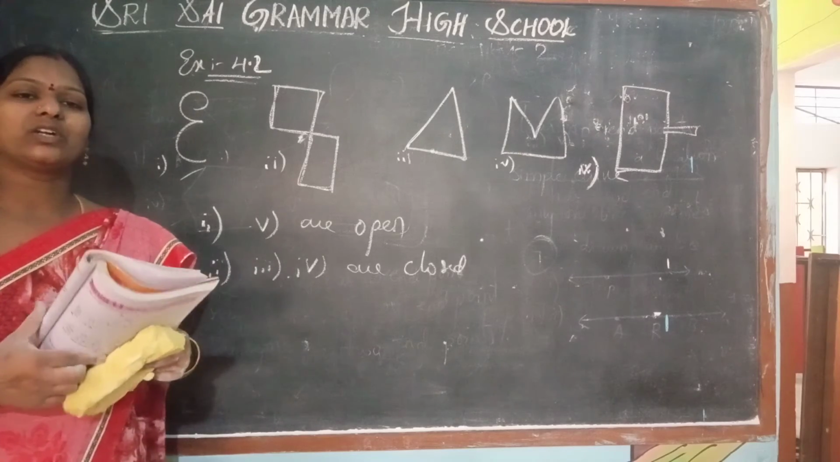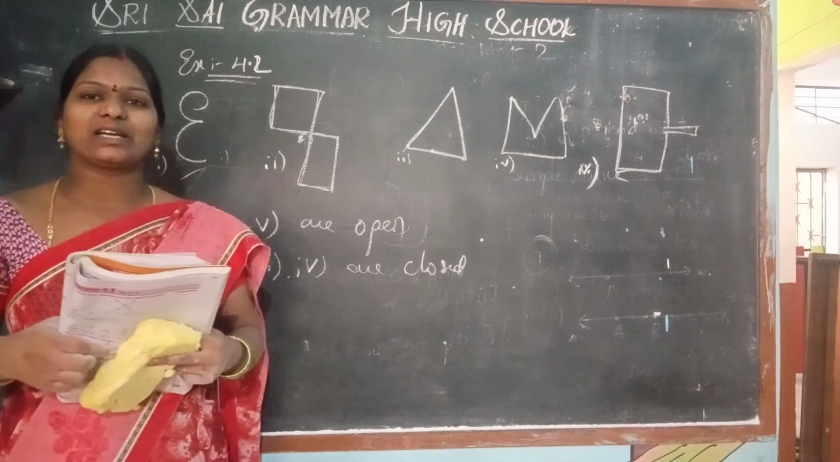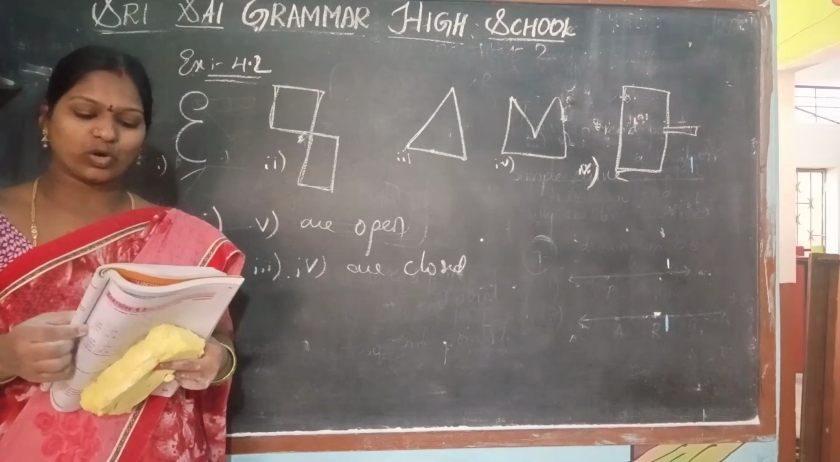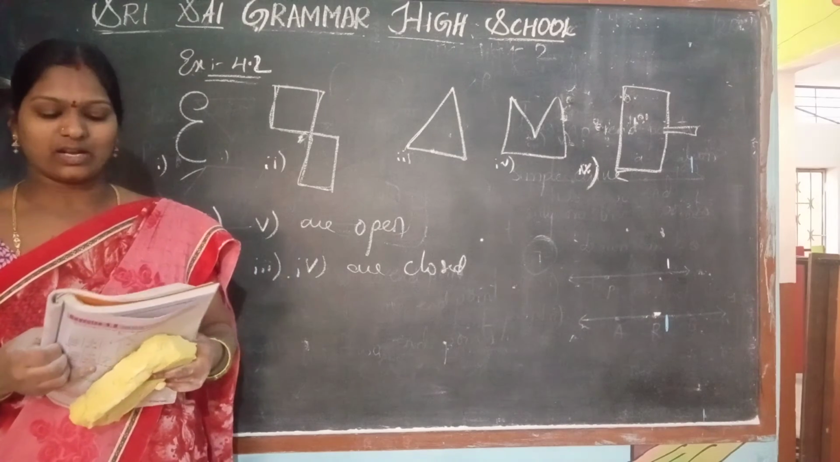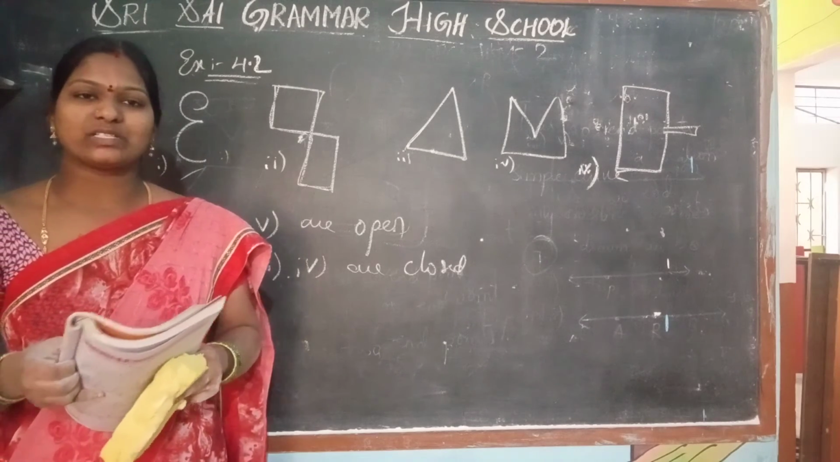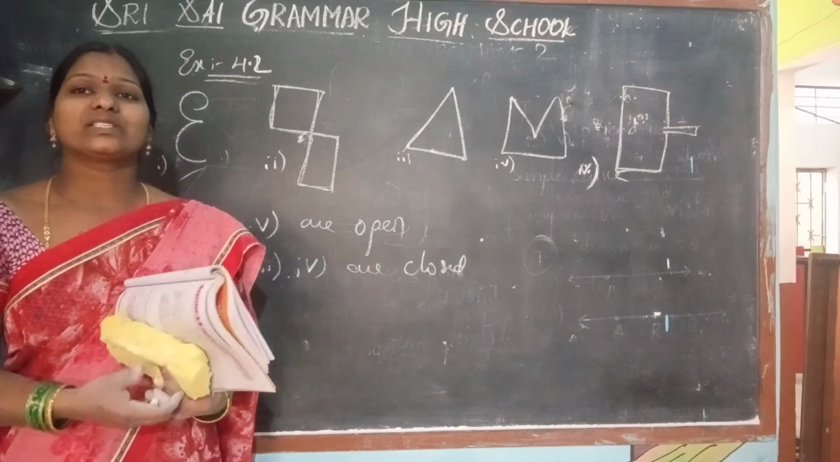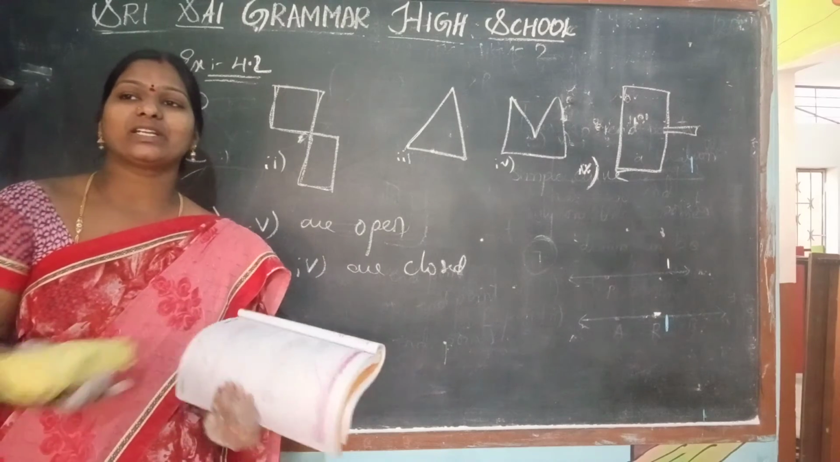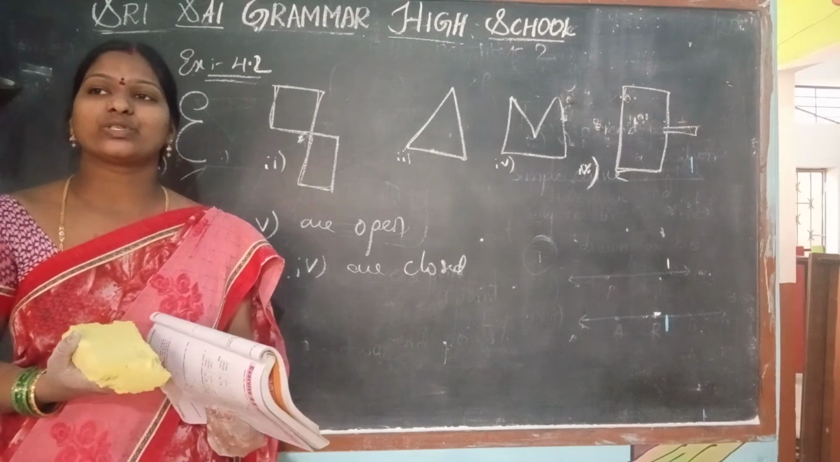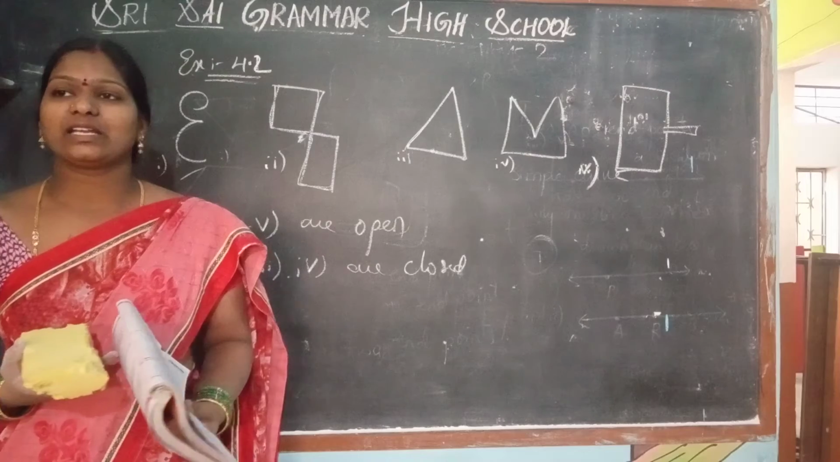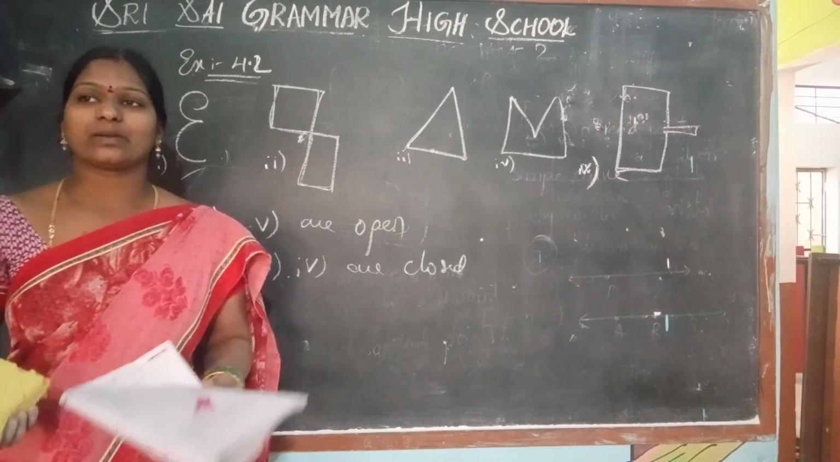Name the points that lie in the interior, on the boundary and in the exterior. We have already learnt what are interior and exterior, and also boundary points. Now they have given the diagram, and from that we have to choose which are interior and which are exterior.